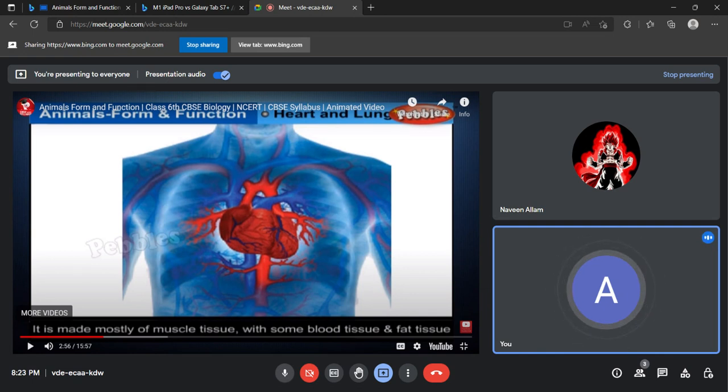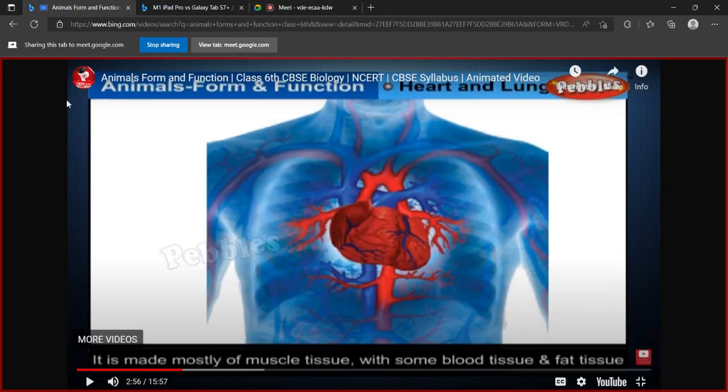You will see how this actually works in later classes. Right now we just have to understand the functions of the organs. The function of the heart is circulation of the blood, and the function of the lungs is respiration. Now the heart and lungs are mostly made up of muscle tissue. There are some blood tissues as well, and some fat tissues also.